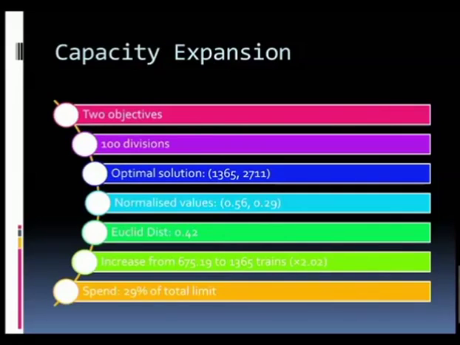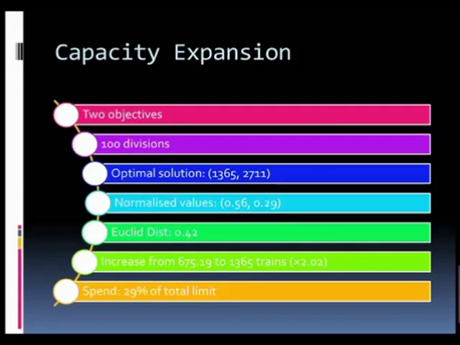So the next problem I looked at is the capacity expansion problem, where you're minimizing cost of those expansions. So I looked at the case where I'm duplicating sections of track to actually increase capacity. So it's only a bi-objective, so I could do a lot more divisions. So I could do 100 divisions, and the best solution on the Pareto frontier says that I can increase the capacity to 1,365 trains with a cost of 2,711.